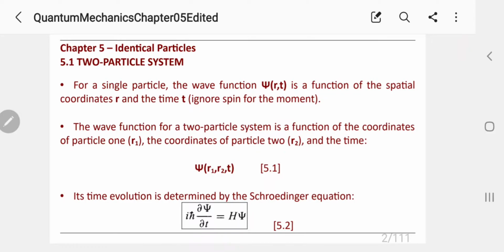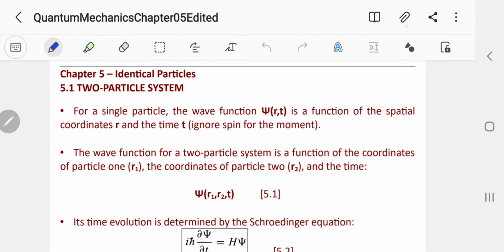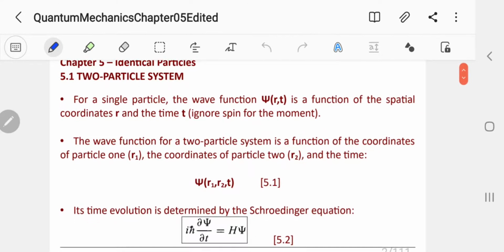Chapter 5 is about identical particles, but to start with that discussion, let's start with a two-particle system. For a single particle, the wave function was very simple. It was just this one, as we discussed in chapter 1, and it's always a function of space and time. We don't include the spin yet, the wave function for spin.